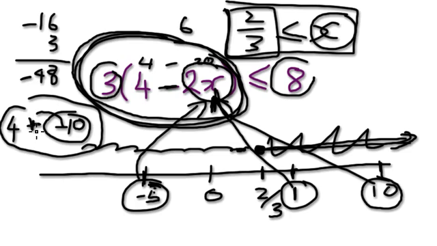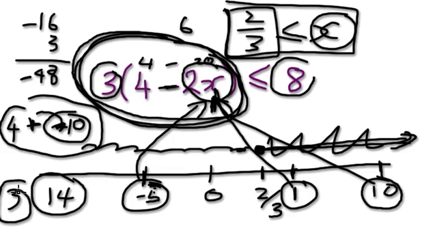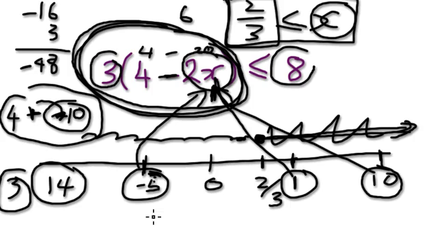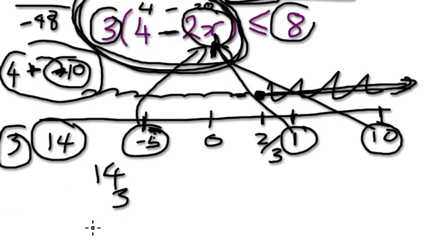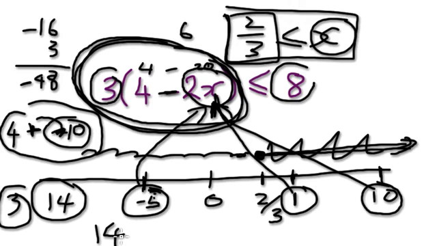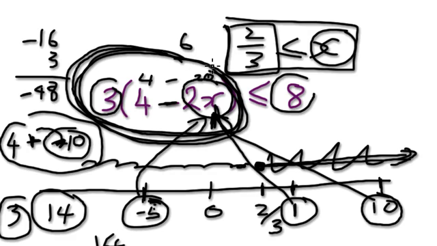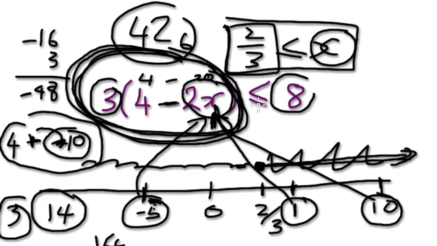So let's take this 10 out, so it becomes a plus. It's really 4 plus 10. 4 plus 10 is 14. Now we've got to times it by 3. So 14 times 3, what's that? Hang on. 14 times 3, that would be 12, carry the 1, so that would be 42. Overall, this bubble here is 42. Now 42 is not less than or equal to 8. So minus 5 is not a solution.